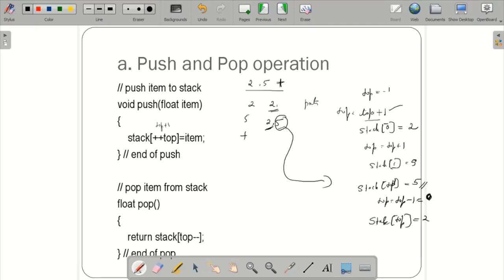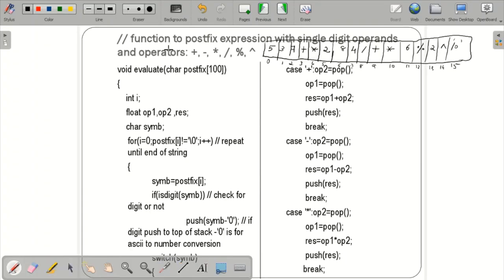So that is nothing but 2 will be returned, and then for the next iteration top will be minus 1. So this is how the pop works and the push works. So this is regarding push and pop operation of the stack while doing the evaluation of the postfix expression. So this is the function to evaluate the postfix expression with single digit operands and operators.